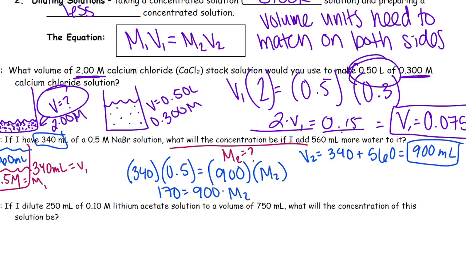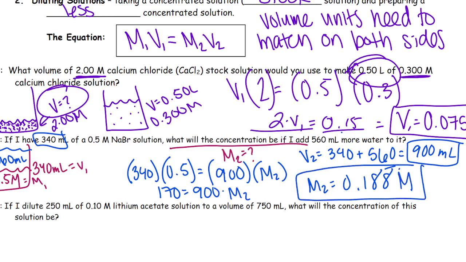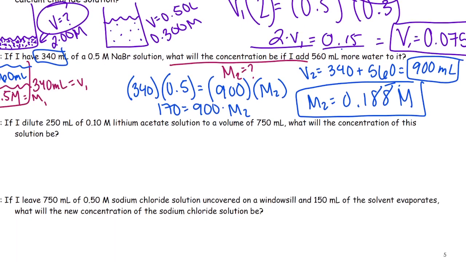To get M2 by itself, what do I need to do? Divide 900. Perfect. So 0.18 repeating. So M2 equals 0.188 repeating. What is our unit for this number? Not milliliters, but molar. So it's just a capital M for molar. Yes. So capital M stands for molar, or it stands for molarity, depending on the context that it's used in. It will either be the variable or it's our unit.